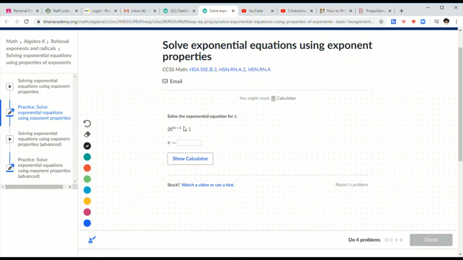Alright, so I have 26 to the 9x plus 5, and then all of that is going to be equal to 1. So I have to figure out what's that magical exponent that will give me an answer of 1, but I can change the base to 26. In other words, I want 26 to be my base, I want the answer to be 1. What does that exponent have to be? It's going to be a 0.